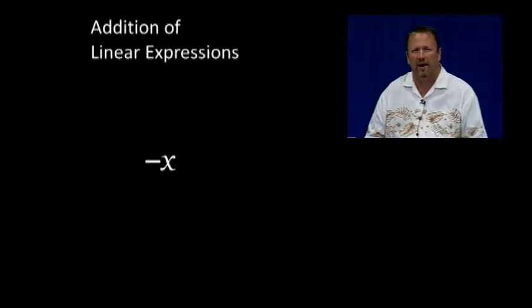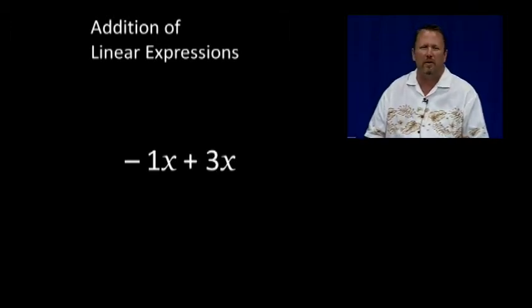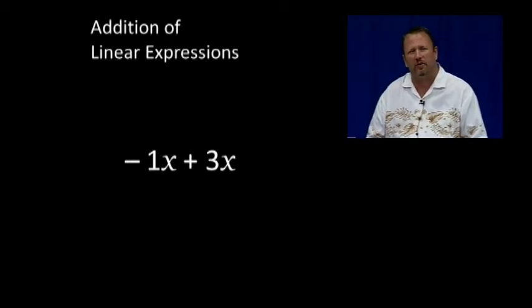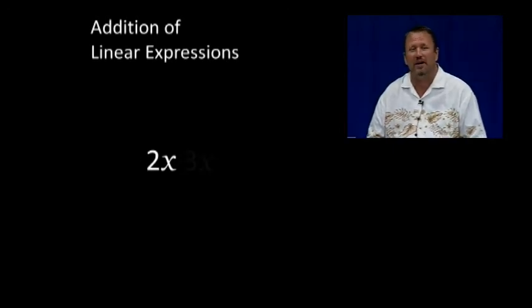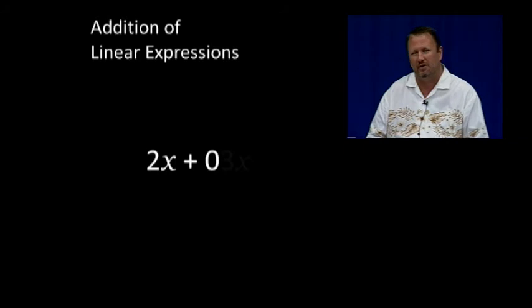We can take our negative x, or minus x, and add to that 3x. We know that minus 1 plus 3 is equal to 2. So minus 1x plus 3x is equal to 2x. And notice that's the same thing as 2x plus 0. So again, we can add or subtract the coefficients of x without changing the constant.